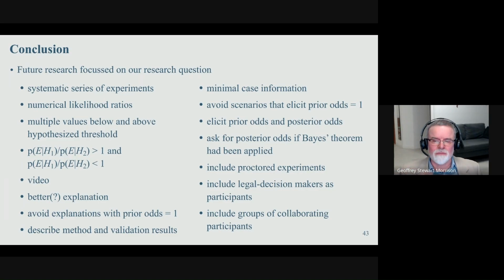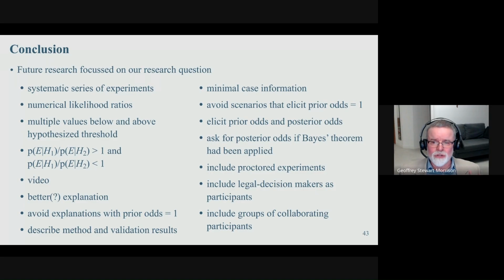I think we want minimal case information because we want to avoid contamination. My PhD supervisor said, clean your test tubes. We want to have scenarios that avoid listing prior odds of 1 so that we can tell the difference between correct application of Bayes' theorem versus prosecutor's fallacy. I think we want to elicit prior odds and posterior odds, not prior probabilities, posterior probabilities, or multi-level scales. I think we want to explicitly elicit participants' posterior odds, but then ask them, if you had applied Bayes' theorem, what would the posterior odds be? Because they may say, yeah, but I used something weaker because I don't believe footwear evidence can be that strong, right? So actually ask them about that.